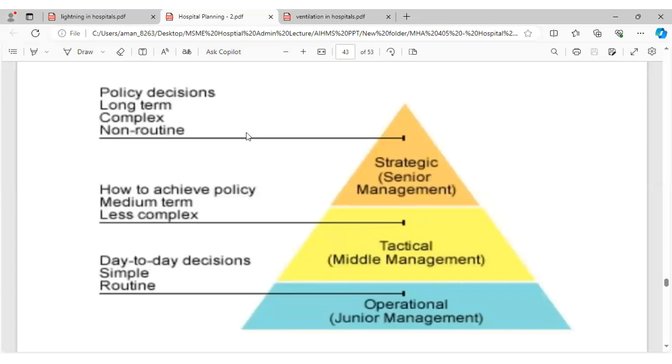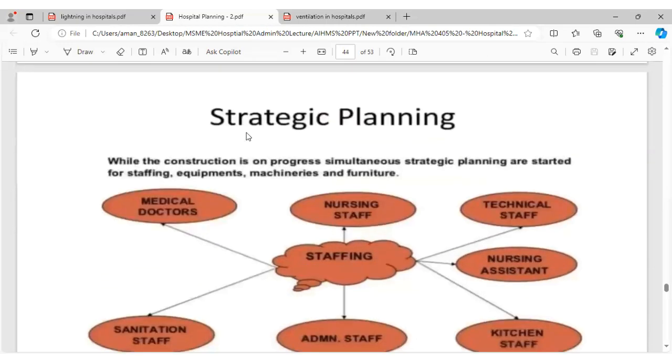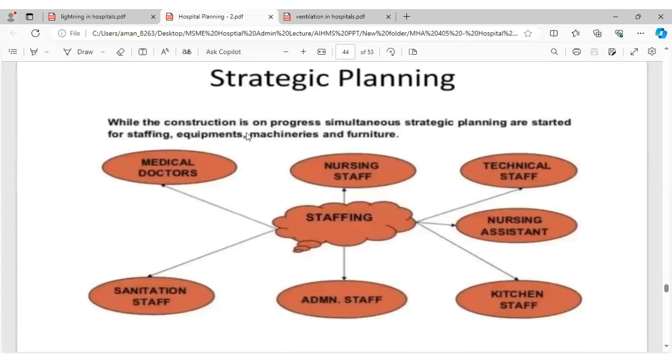The tactical team decides how to achieve the policy which has been made by the strategists. It is medium term and comparatively less complex. Strategic and senior management take the policy decisions, which are long term, complex, and non-routine work. Strategic planning: while the construction is in progress, simultaneously the strategic planning is started for staffing, equipment, machinery and furniture.